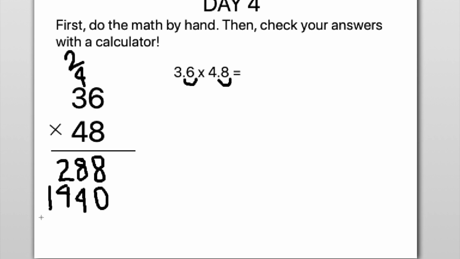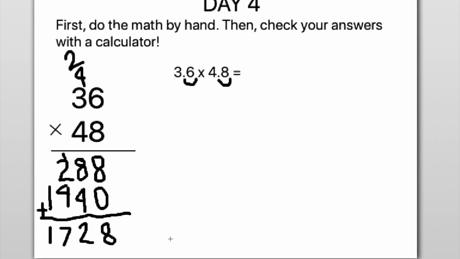Now that we've done the multiplication, we need to add these up. 8 plus 0 is 8. 8 plus 4 is 12. Add the 1 over there. 2 plus 4 plus 1 is 7. And then 1 here.